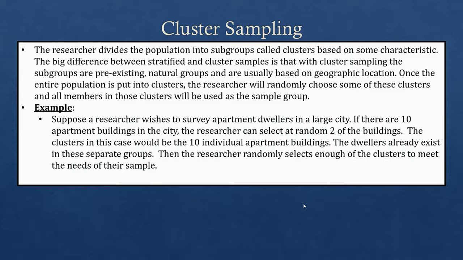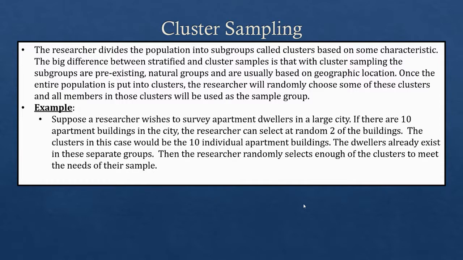So for example, suppose a researcher wishes to survey apartment dwellers in a large city. If there are 10 apartment buildings in the city, the researcher can select at random 2 of the buildings. So in this case, my clusters are the different apartment buildings, and all the people already live in them. So I don't have to divvy up the groups myself. They're naturally existing groups. And I'm going to randomly select 2 of them, and everyone that lives in those 2 buildings, all of them go together to create my sample.